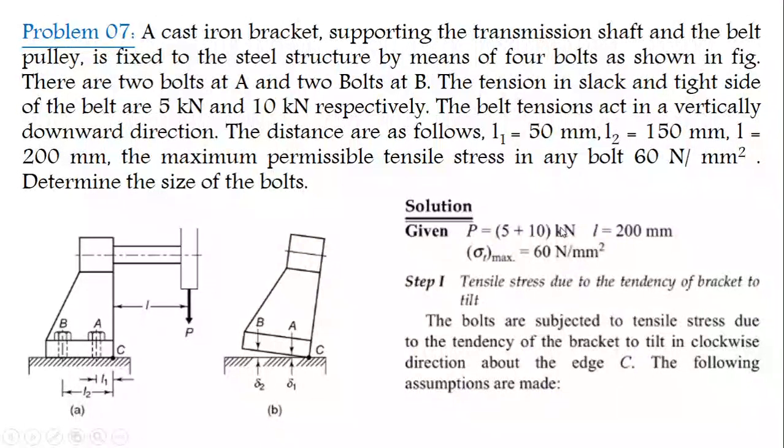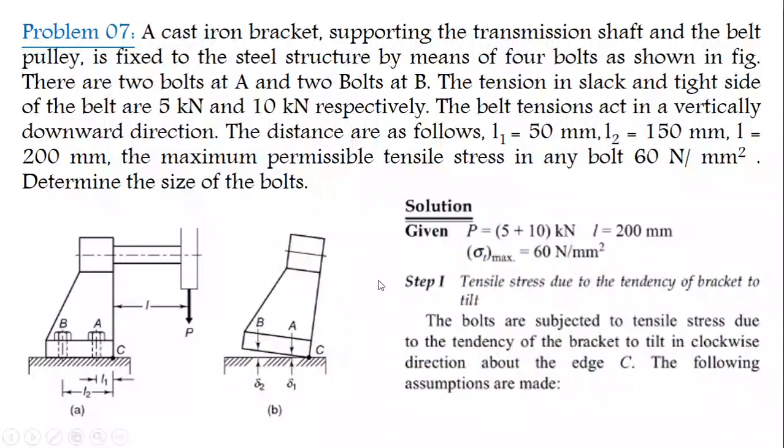Okay, let's go for the solution. What is the given data? The load is 5 kilonewton plus 10 kilonewton, that is 15 kilonewton, L is equal to 200 millimeter, and the permissible tensile stress is equal to 60 Newton per millimeter square.